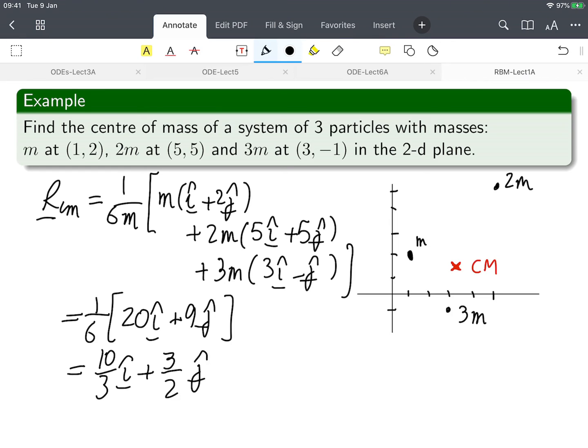How about that for an easy exercise? Did I go too fast? Just so there's m, so I can cancel the m. And then I just added the i's: 1 plus 10 plus 9, that's 20. Then I added the j's: 2 plus 10, that's 12, minus 3, that's 9. And it actually is often a question in the exams, if you can believe that.